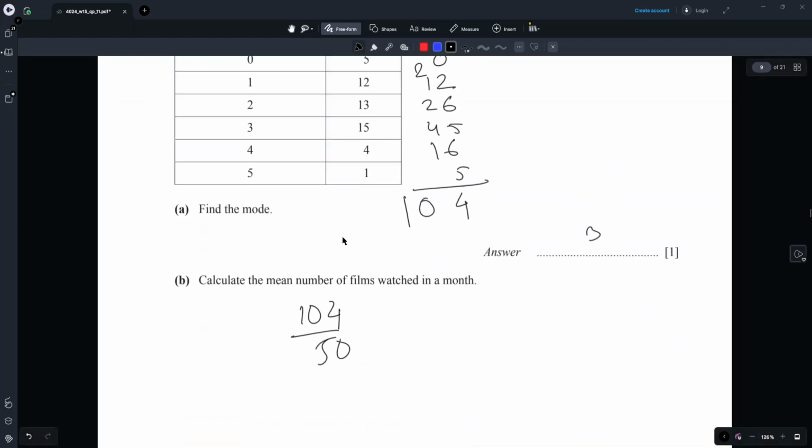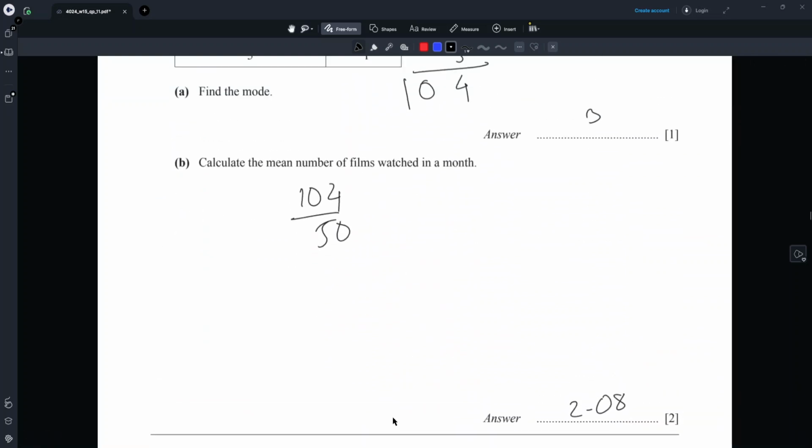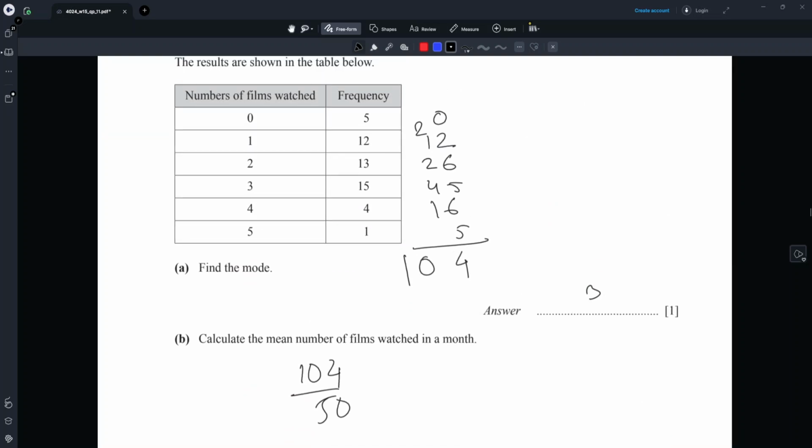So yeah, this one is pretty simple. You just have to be careful about calculation. I had to go back to the marking to check things again. I just realized that I did a bit of an error here. But yeah, you would be better off just showing this thing at the bottom here. So something like this, 0 plus 12 plus 26 plus 45 plus 16 plus 5 divided by 50.